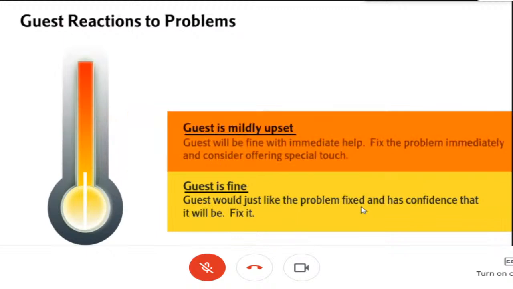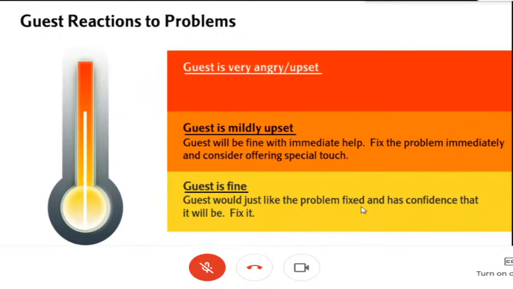Second comes the guest who is mildly upset. The guest will be fine with immediate help, so fix the problem immediately and consider offering a special touch. That's the guest having a mild upset. For example, the food is a little salty, and it can be done, so fix it. And the first one, which is yellow, the guest is fine, which means the guest is just giving a comment, but still it's a complaint, something which is troublesome for him.